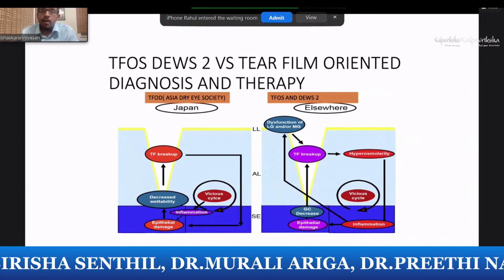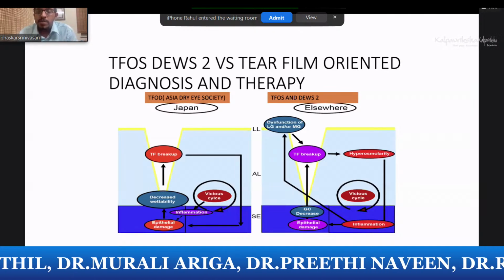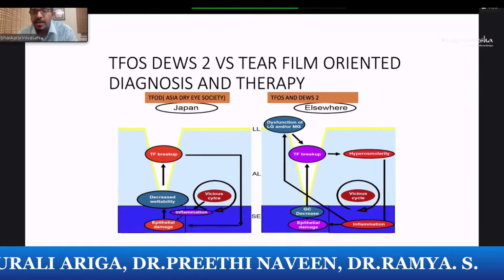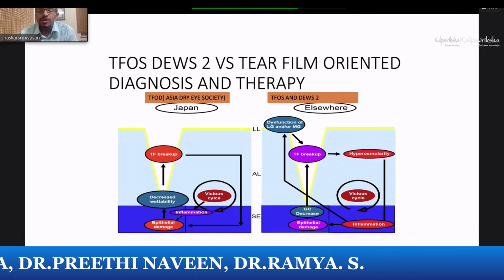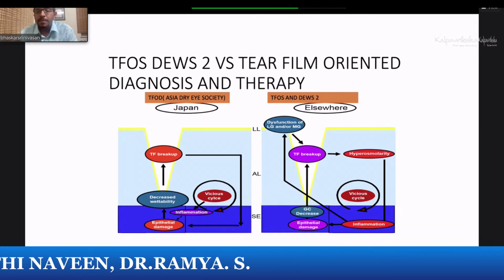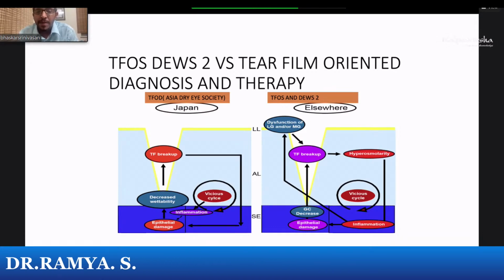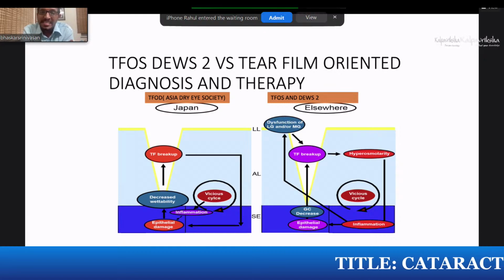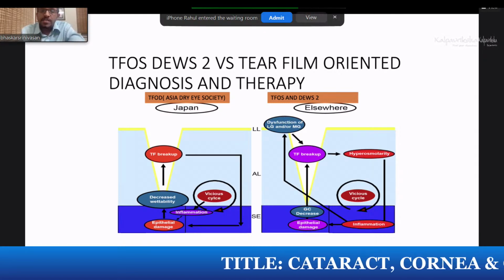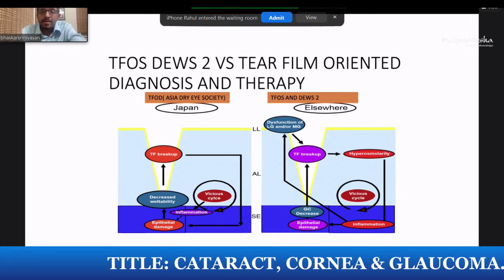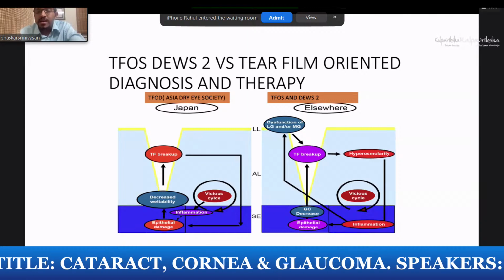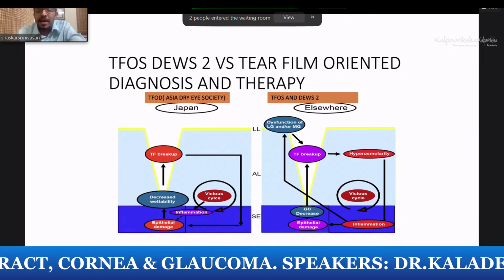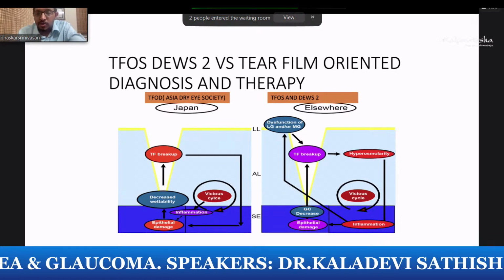The other way of diagnosing and treating dry eye is based on the Asia Dry Eye Society, where they classified it, instead of looking at hyperosmolarity and inflammation, basically by looking only at the tear film breakup. They said that a tear film breakup of less than 5 seconds along with symptoms is sufficient to classify a disease as dry eye. The advantage of this is it's a much more clinical definition, and it's very easy. You don't need equipment to diagnose it. You just need a fluorescein strip to diagnose the disease.